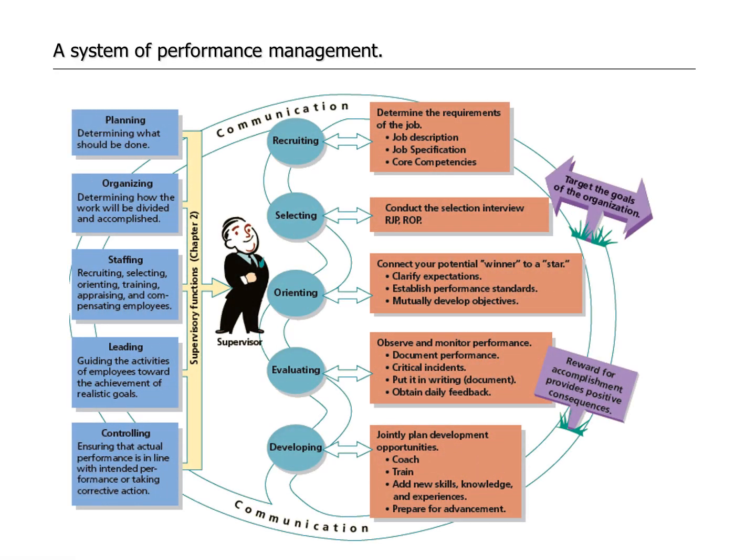A system of performance management pretty much looks like this, and I'm not going to read all this to you. I'm going to leave the chart up there for a few moments. Please feel free to pause if you need further time. And again, you can see the main functions of management: planning, organizing, staffing, leading, and controlling.